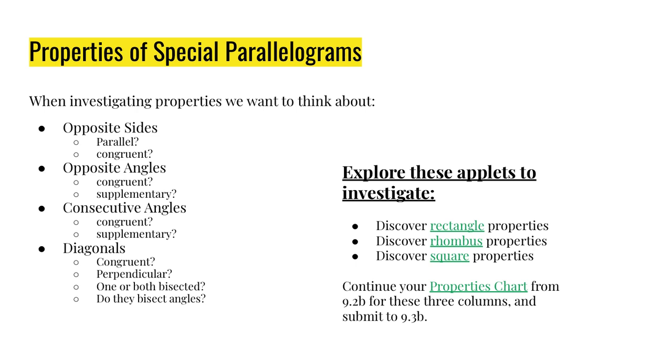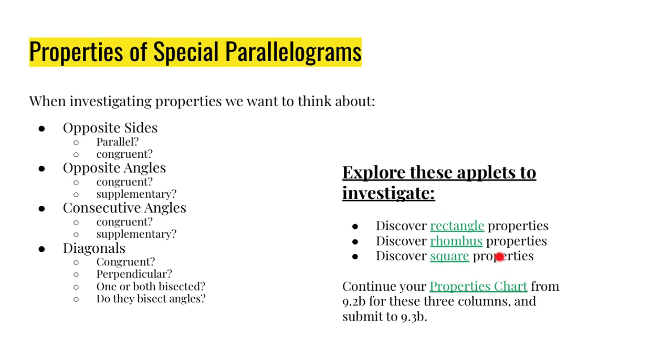They're not congruent. But we're going to start investigating diagonals a little bit closer today, and this is what I really want you to focus on and think about is the diagonals. You'll notice some stuff with the angles as well, though. Think about the diagonals. Are they congruent? Are they perpendicular? Is one or both of them bisected? Do they bisect the angles, the opposite angles that we were talking about?